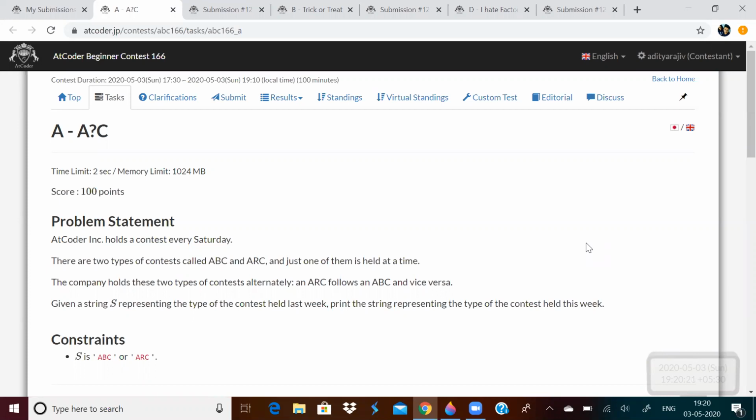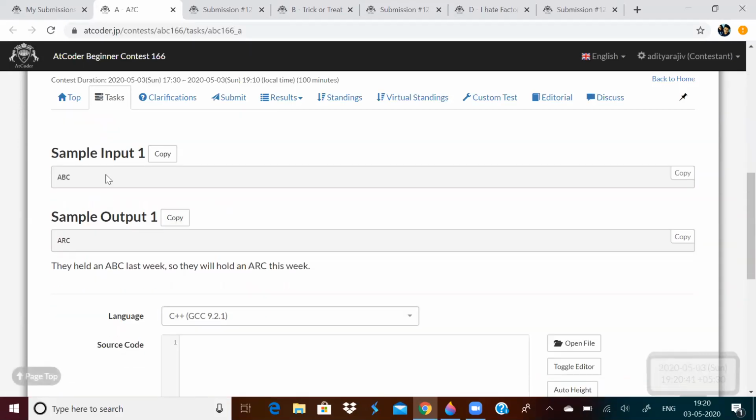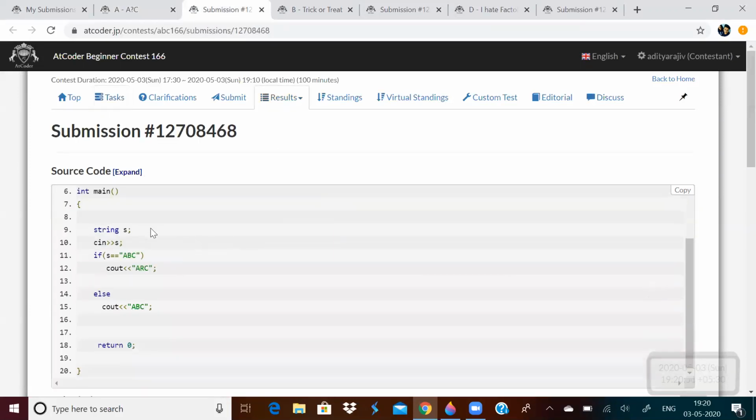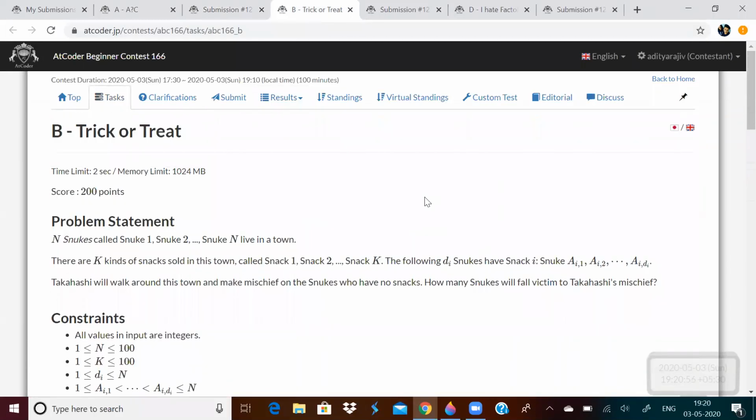I got A, B, D. So let us discuss that. Actually, problem A, there's nothing to discuss. You are just given a string S. If the string is ABC, we have to print ARC. Otherwise, we have to print ABC. So just input the string. If it is ABC, output ARC. If it is ARC, output ABC. That's all. So this was the code for that. Nothing great. Let us go to problem B.